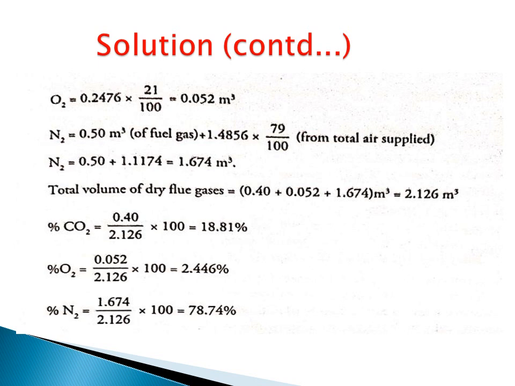Now percentage carbon dioxide will be 0.40, that is carbon dioxide produced, divided by total volume of flue gas into 100. So 0.40 upon 2.126 into 100, that is 18.81%. Percentage oxygen is 0.052 upon 2.126 into 100, that is 2.446%. Percentage nitrogen is 1.674 upon 2.126 into 100, that is 78.74%. So this is how you can find out the percentage composition of dry flue gases.